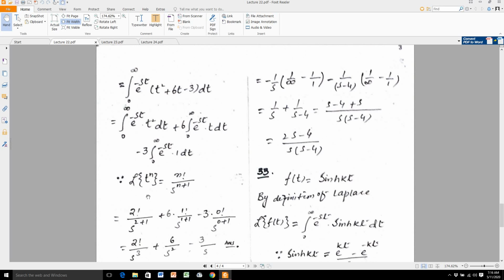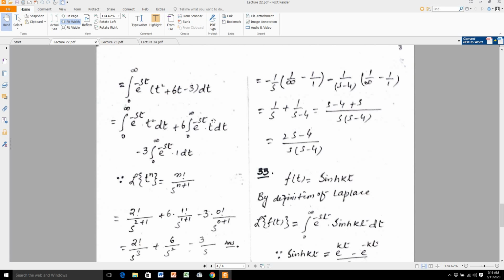And you know very well that the Laplace of t raised to the power n is equal to n factorial over s raised to the power n plus 1. Here you see, this is called the Laplace of t square. Here n is equal to 2. You substitute the value of n as 2 at this place, and you get 2 factorial divided by s raised to the power 2 plus 1, as I am doing here.